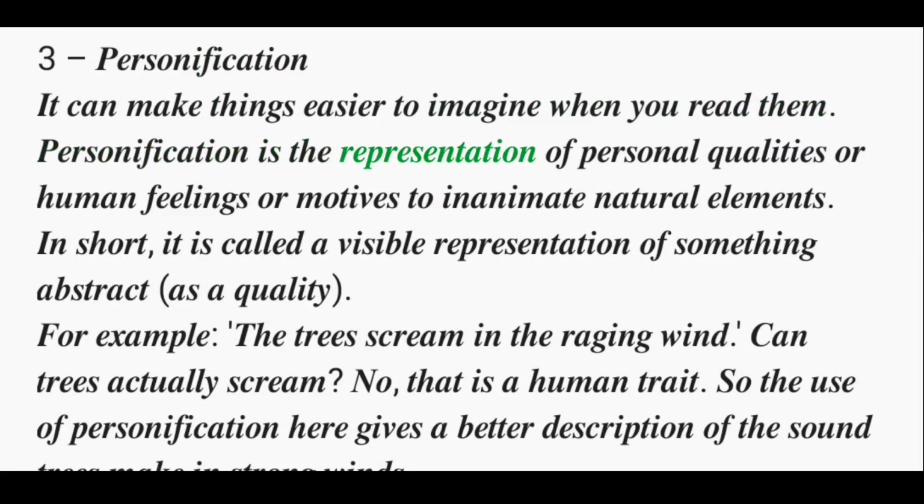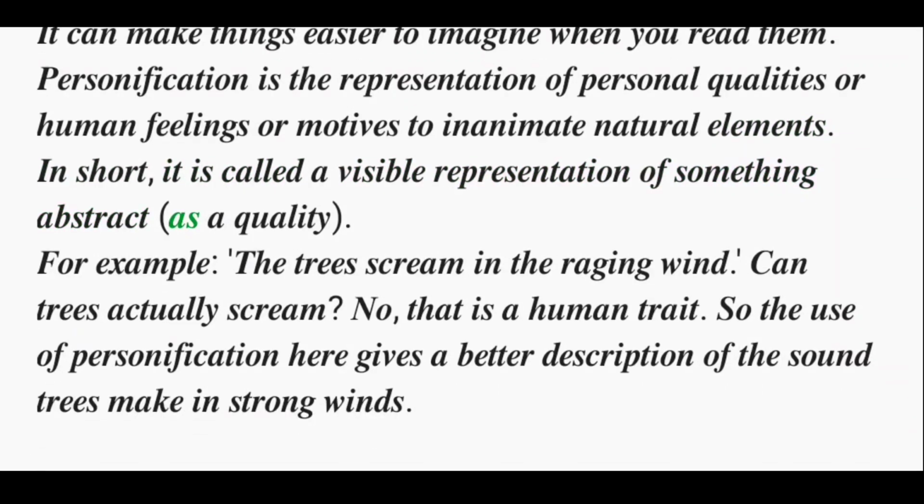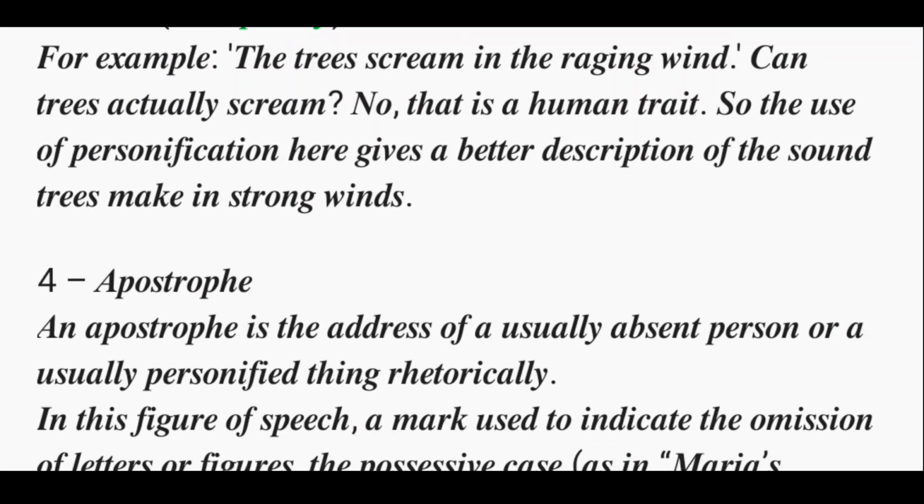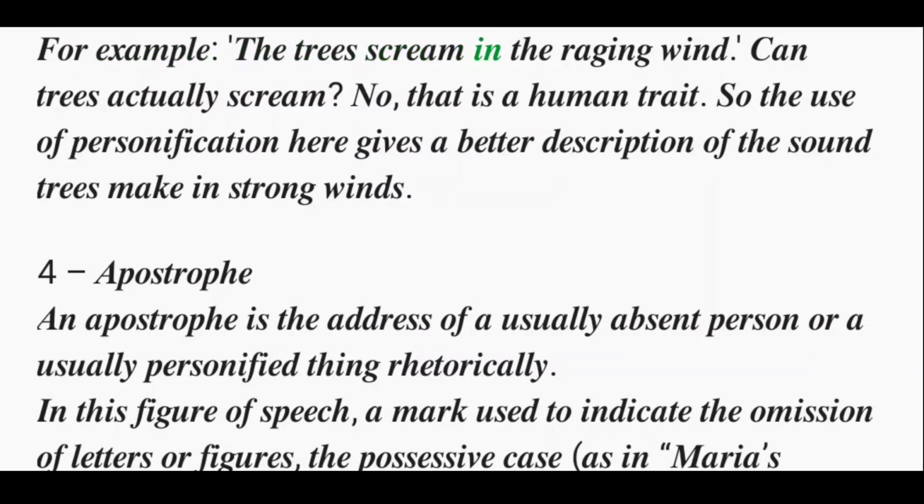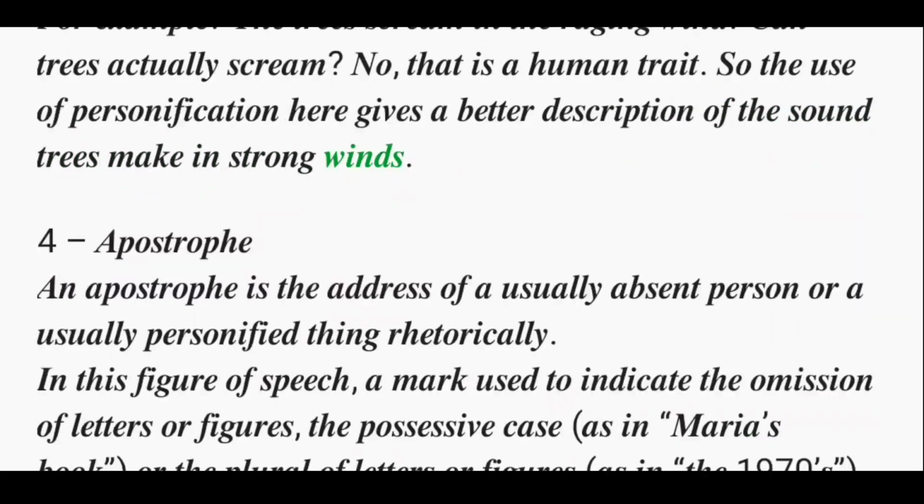Personification is the representation of personal qualities or human feelings or motives to inanimate natural elements. In short, it is called a visible representation of something abstract, as a quality. For example, the trees scream in the raging wind. Can trees actually scream? No. That is a human trait. So the use of personification here gives a better description of the sound trees make in strong winds.